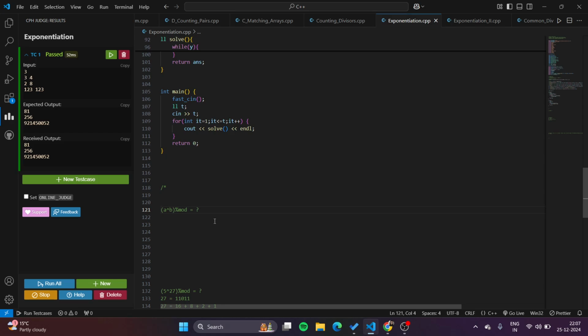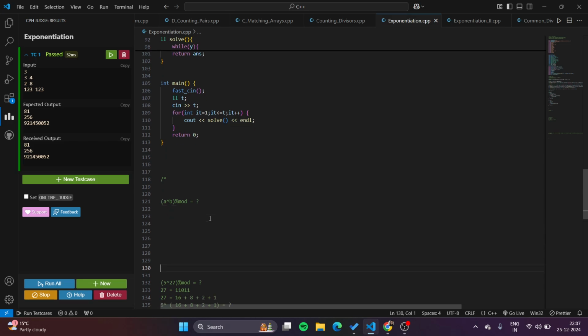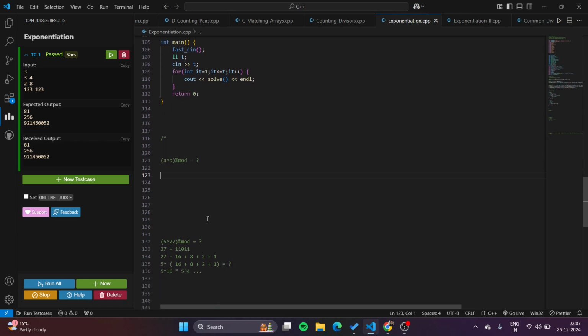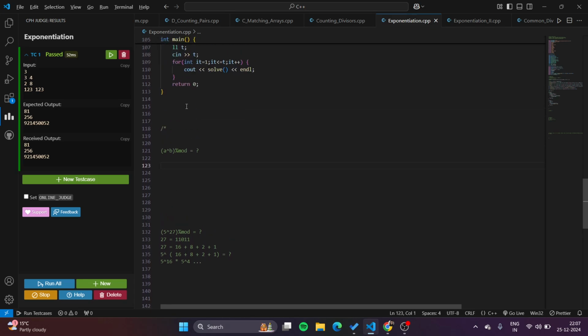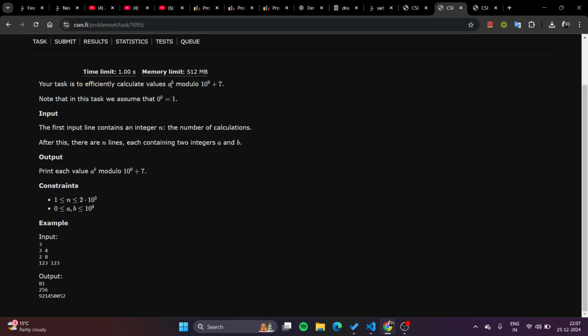Anyways, you're supposed to find this, a raised to power b mod something. Let's call that a huge number, mod. Now, as I said, the main problem is that you'll have to iterate b times, and b can be very large. So basically, you need to optimize b.